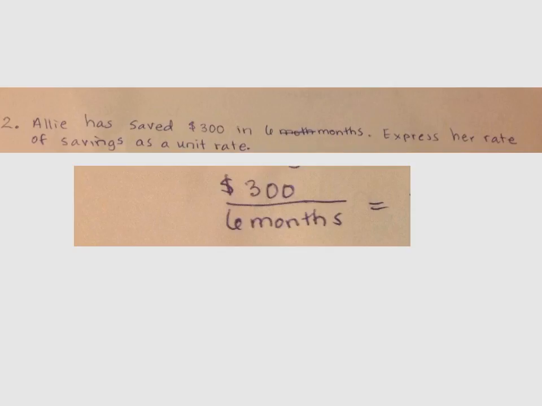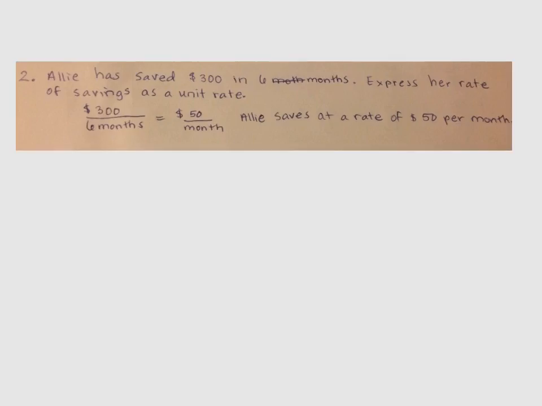And they want to know how much she saves every month. Not 6 months, but 1 month, every month. Once you divide that on your calculator, you get 50. So it's $50 over month. The unit on the bottom is month. And if you want to write the answer in a nice little sentence, you would write down Ali saves at a rate of $50 per month.